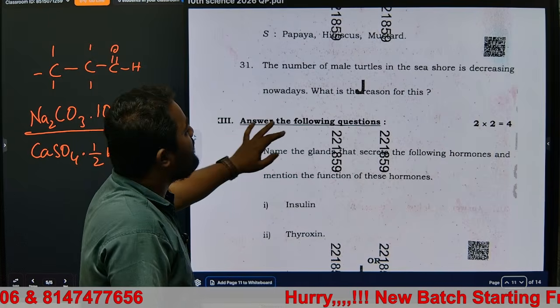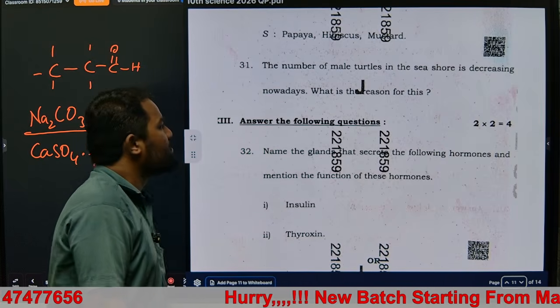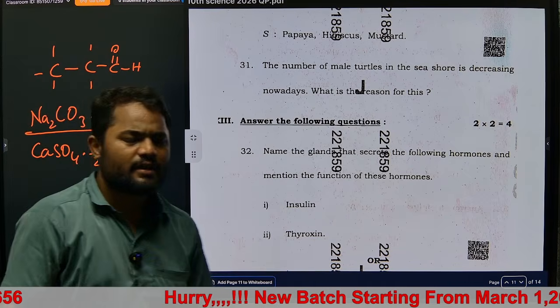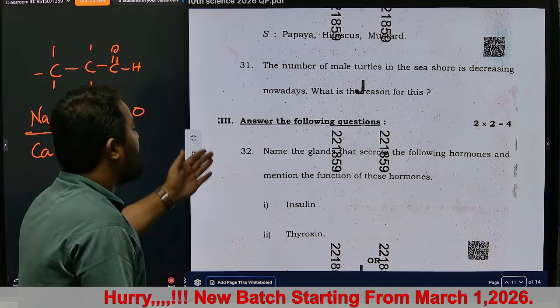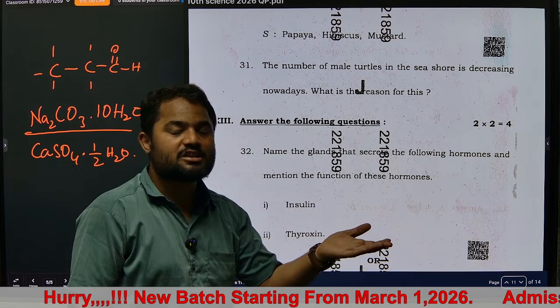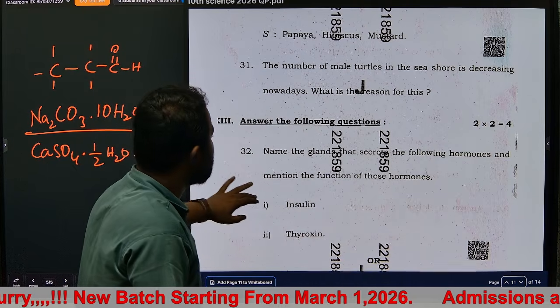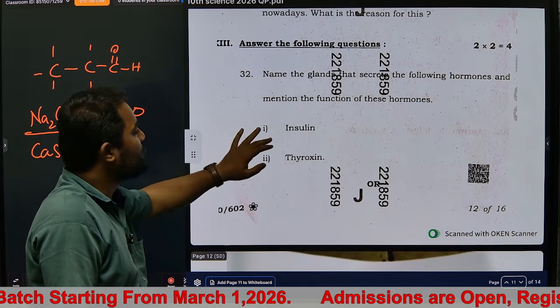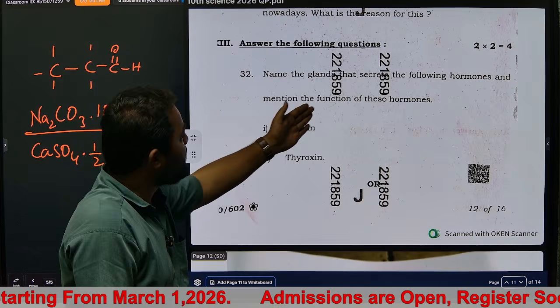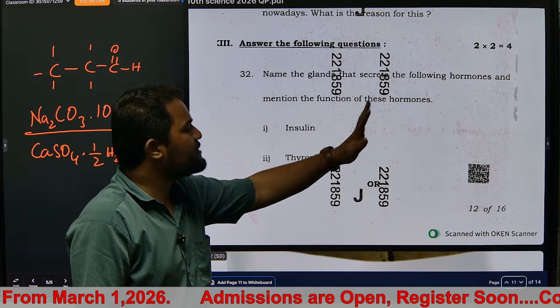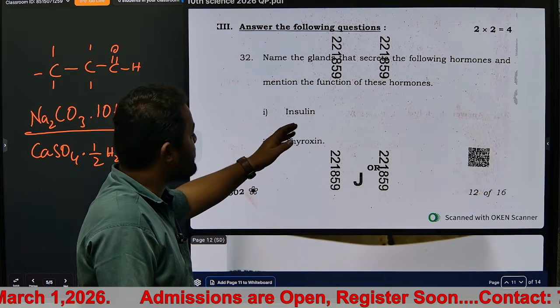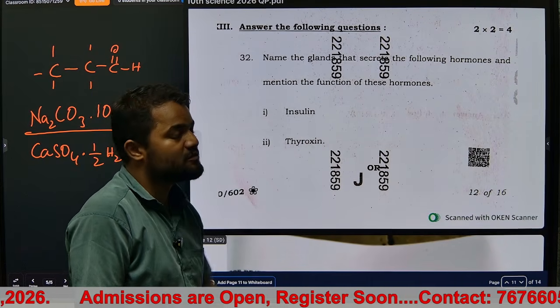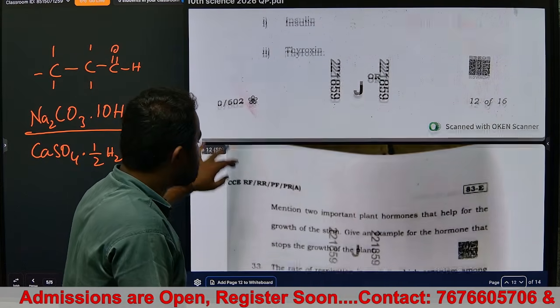The number of male turtles in the seashore is decreasing nowadays. What is the reason for this? See, because of the climate change, the temperature plays important role in the sex determination in the reptiles. You all know that. Name the gland that secrete the following hormones and mention the function of these hormones. Insulin is released by pancreas that regulates the blood sugar level. Thyroxine is released by thyroid gland that helps in the metabolism of the carbohydrates, proteins, and fats.